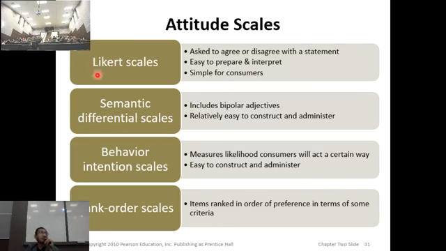It's the name of a person. Okay? Likert. Probably some call it one way, some call it another. Then the semantic differential scale includes bipolar adjectives, relatively easy to construct and administer. Behavior intention scale measures the likelihood a consumer will act a certain way, easy to construct and administer. Then the rank order scale: items are ranked in order of preference in terms of some criteria.